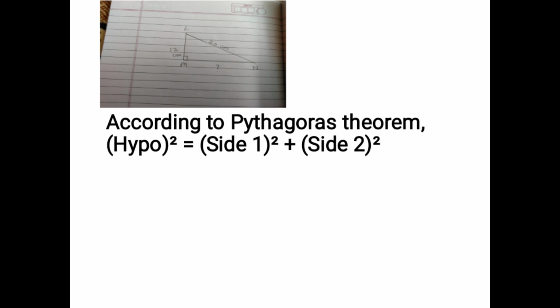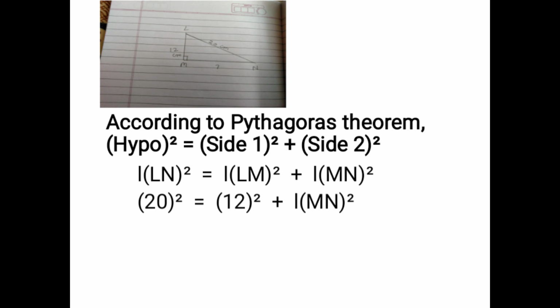According to Pythagoras theorem, hypotenuse square is equal to side 1 square plus side 2 square. Length of LN square is equal to length of LM square plus length of MN square. Length of LN square is hypotenuse square, length of LM square is side 1 square, and length of MN square is side 2 square.